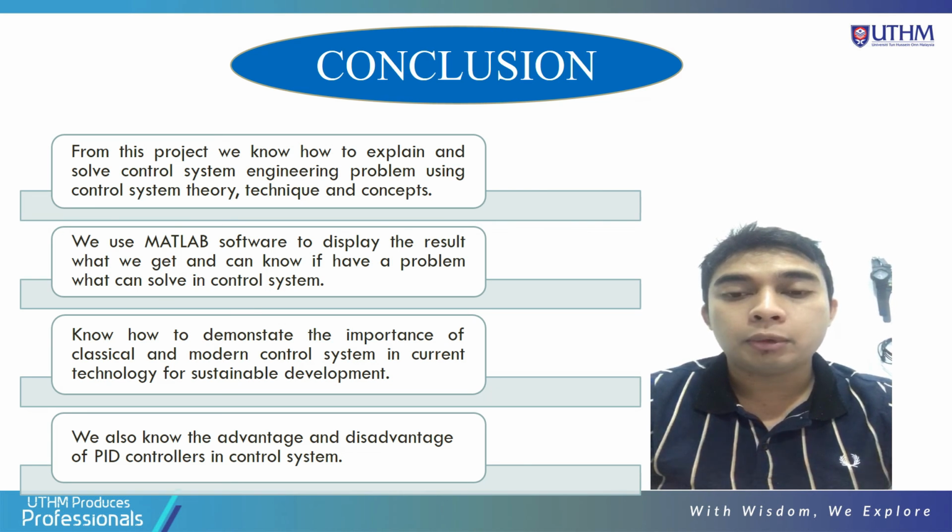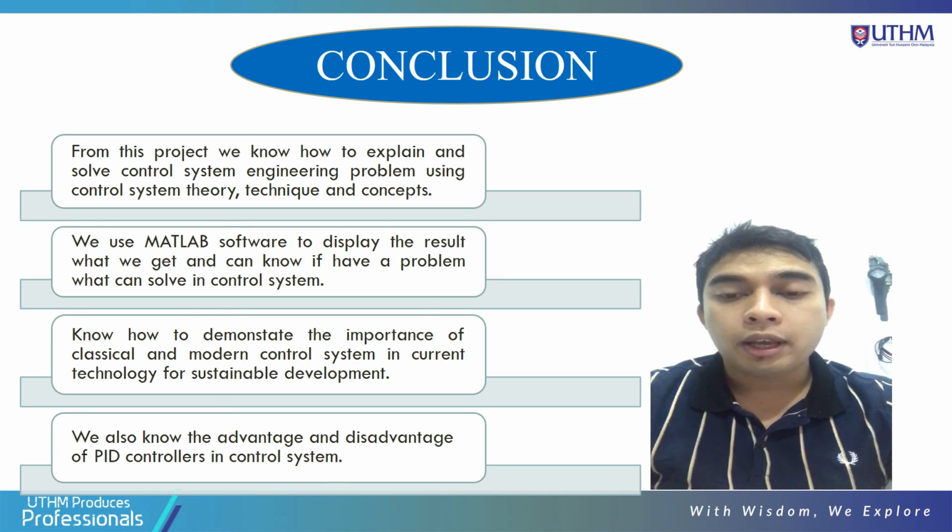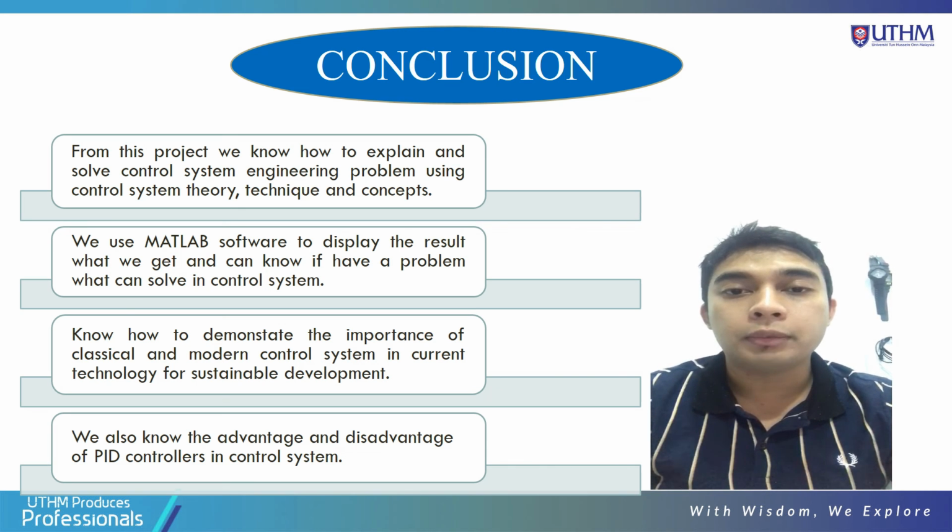For the conclusion of this project, the first is, from this project we know how to explain and solve control system engineering problems using control system theory, techniques and concepts. The second is, we use MATLAB software to display the results we get, and we can know if there is a problem, what can be solved in the control system. The third is, we know how to demonstrate the importance of classical and modern control systems in current technology for sustainable development. And the fourth is, we also know the advantages and disadvantages of PID control in control systems.